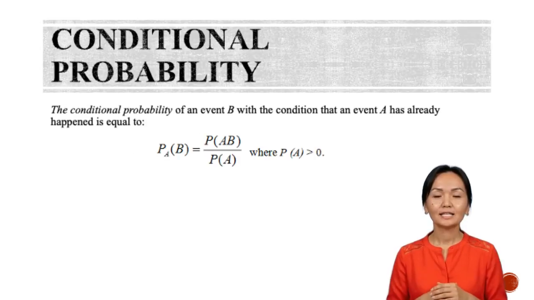Now we move beyond the addition theorem to introduce the concept of conditional probability. Conditional probability is a fundamental concept that allows us to update our probability assessments based on new information. Specifically, the conditional probability of an event B given that event A has already occurred is denoted as P subscript A of B and is calculated as the probability of the joint occurrence of A and B divided by the probability of A, provided that P of A is greater than 0.